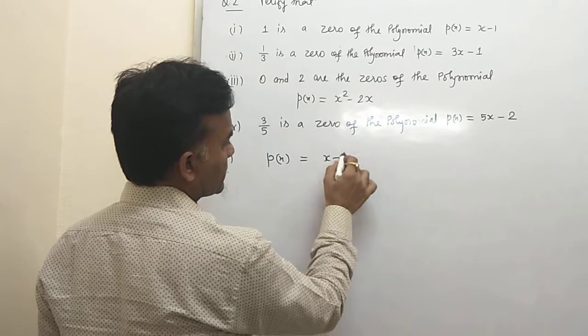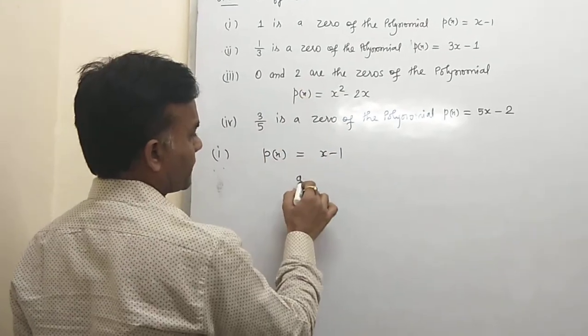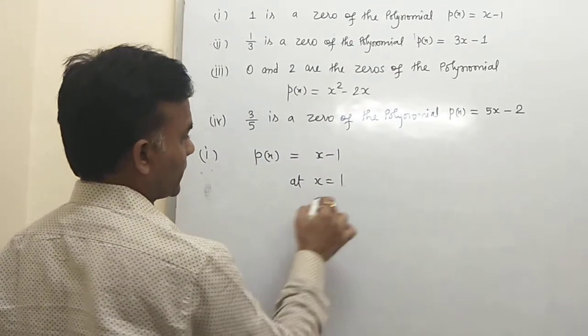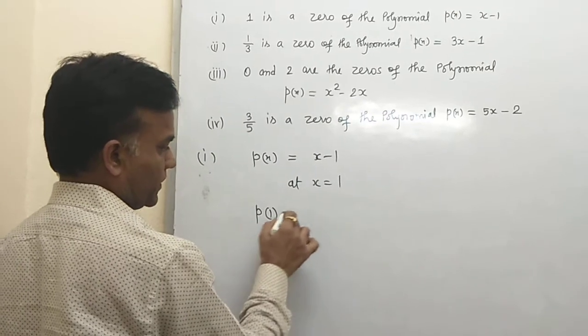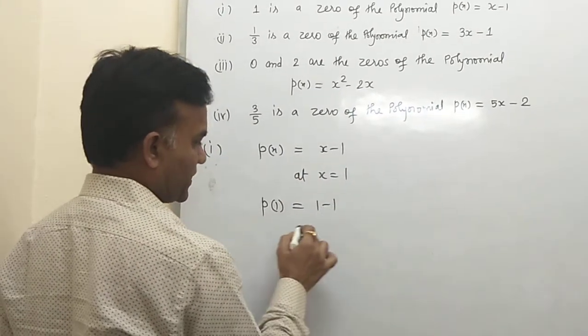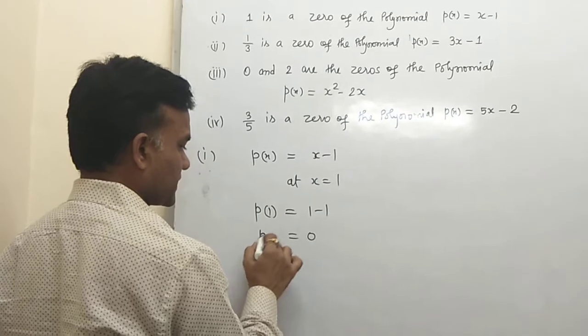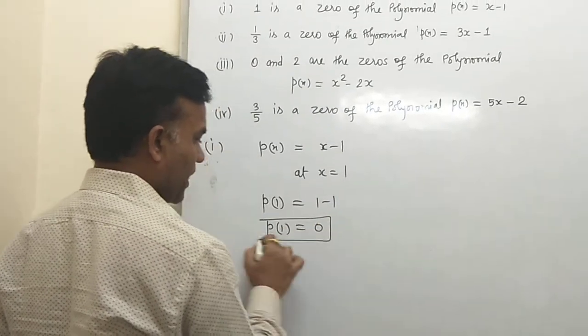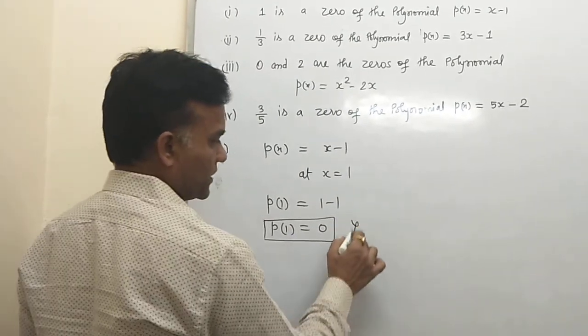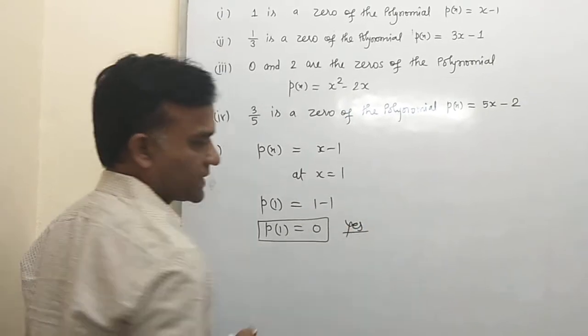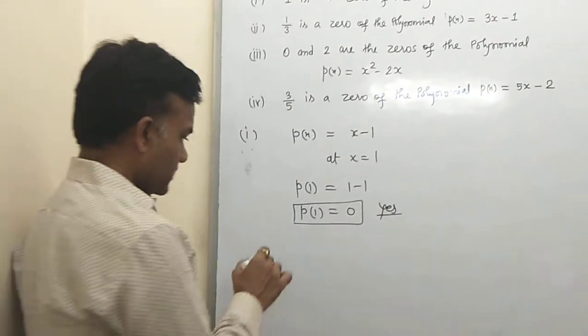The given polynomial is p(x) = x minus 1, and now here at x equal to 1. Put the value 1 in the given polynomial, so 1 minus 1 is 0. Yes, because we have the answer 0, our answer is correct. Now it is verified.